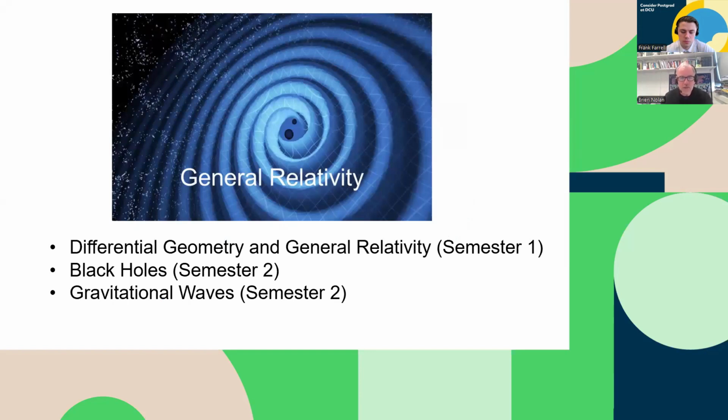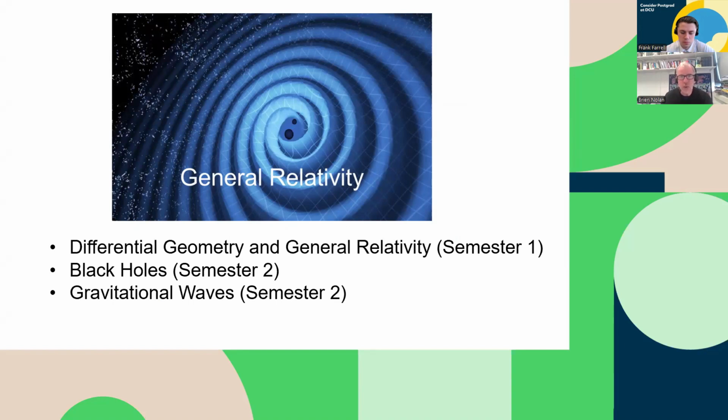On the general relativity pillar, there's three modules that you'll take. In semester one, there's an advanced introduction to general relativity, and that means if you're studying general relativity, you have to have some mathematical background, and the relevant mathematical background goes by the name of differential geometry. So that's our semester one module under that heading.